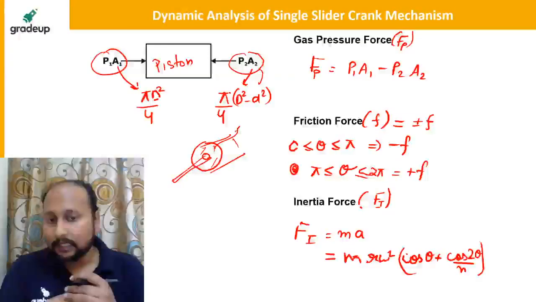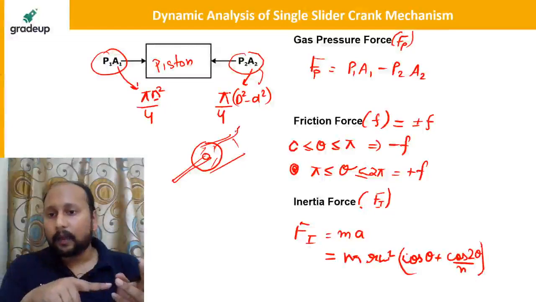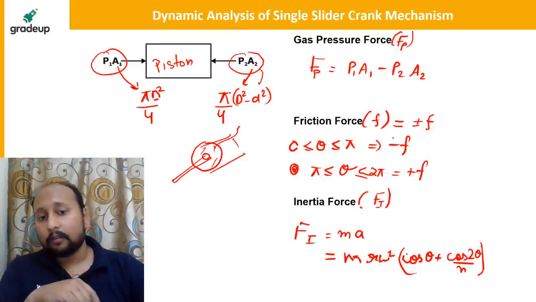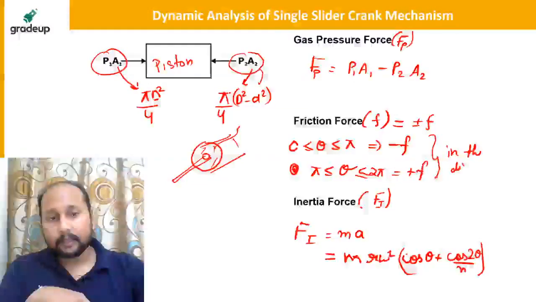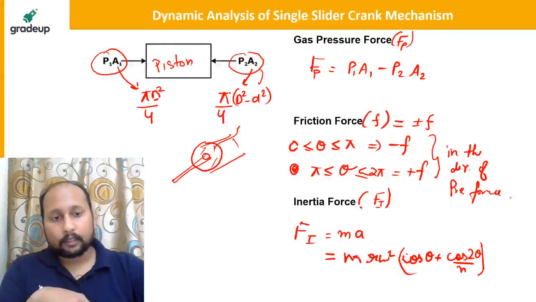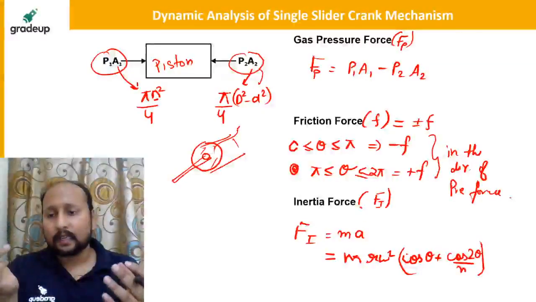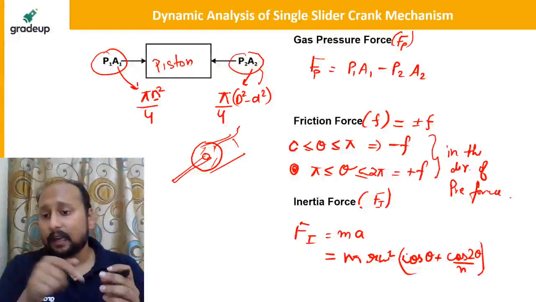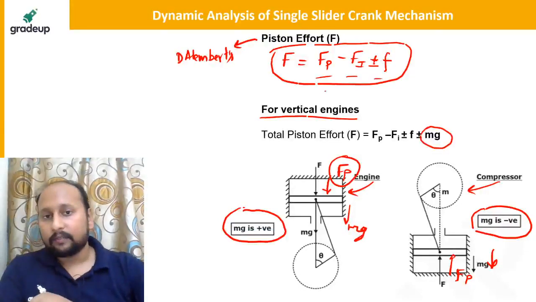Friction force: if I talk about the movement of friction, from 0 to pi, your friction will always act in the opposite direction. From pi to 2 pi, it will always act in the direction of pressure force. Basically we are calculating in the direction of pressure force. Next is inertia force. Inertia force is always the opposite force, which is the fictitious force, equal to mass into acceleration, and the acceleration we have studied is r omega square cos theta plus cos 2 theta by n. Now what is the total piston effort? That will be Fp minus Fi plus or minus the friction force.